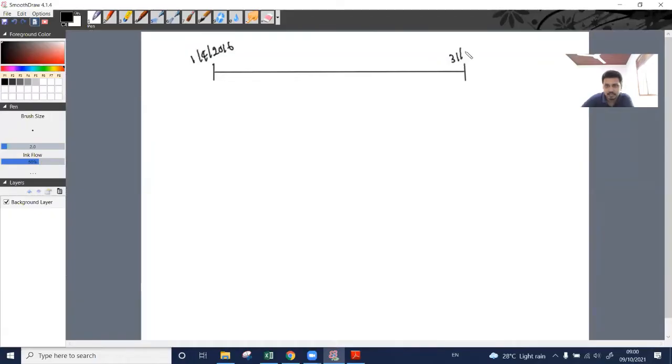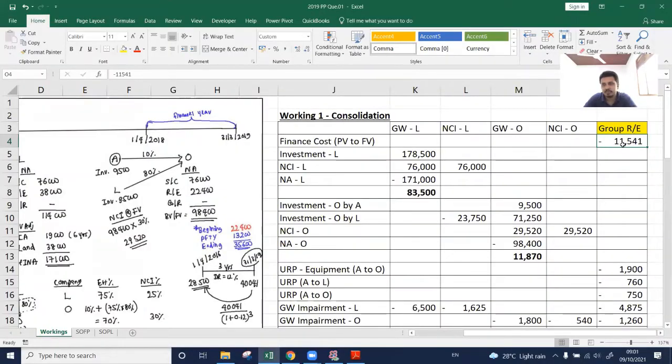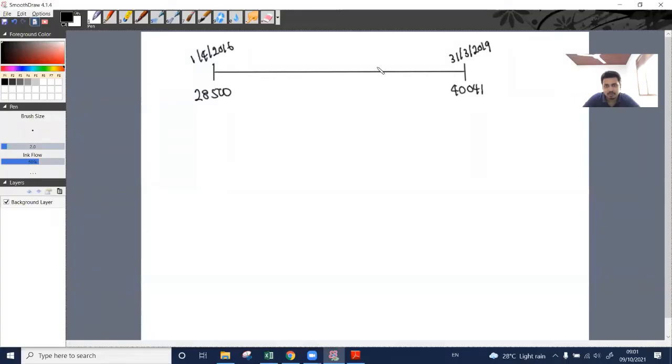Our financial year ends on 31st March 2019. Present value we have found to be 28,500. Of the 40,041, which is due in 3 years' time, as at 31st March 2019, the total difference is what we have taken here as 11,541. Now we need to find the amount relevant for our current financial year, which begins on 1st of April 2018. How can we find that?